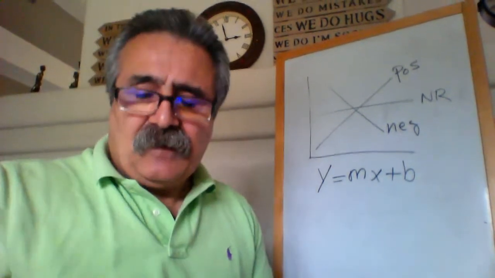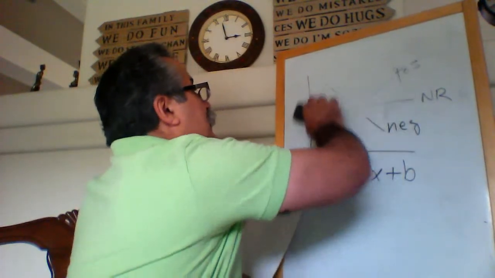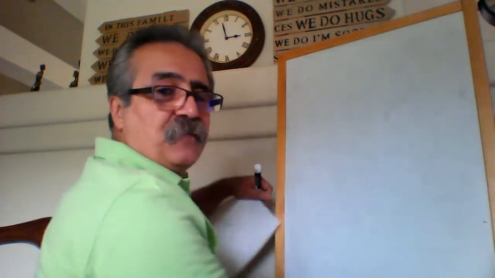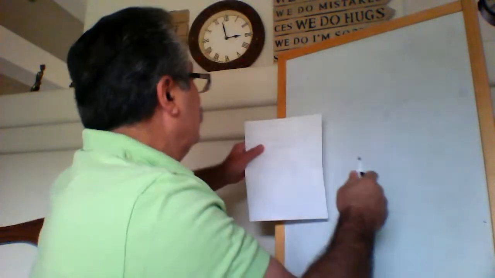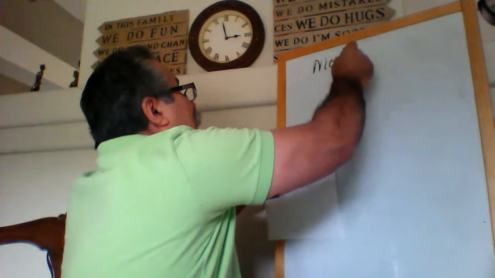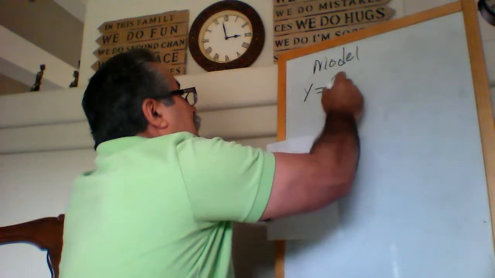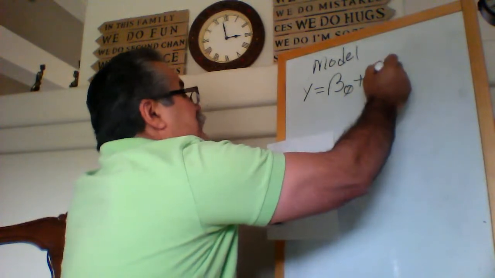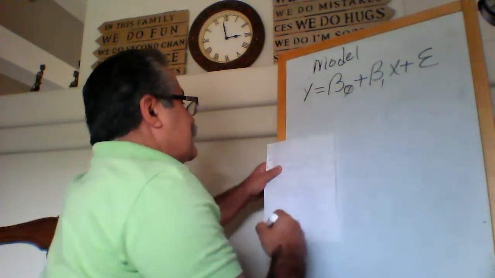Now, the first form of the simple regression formula, which is called the model formula. So the model formula is y equals beta sub 0 plus beta 1 times x plus epsilon.